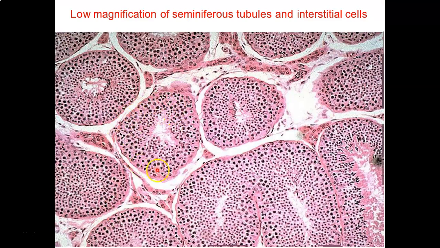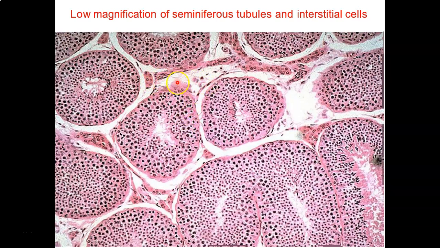This is light microscopic examination of the testes. Here I have seminiferous tubules, which are lined by spermatogenic cells and Sertoli cells. And this is the exocrine part. The second part is the endocrine part.